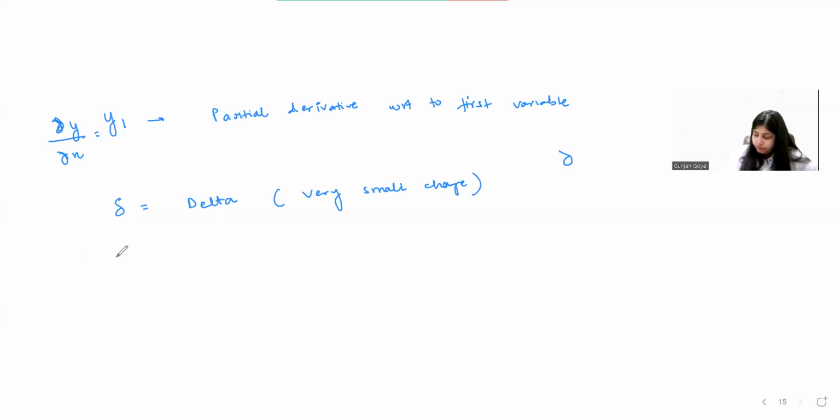Then we have the exclamation mark to show the factorial of a number. The exclamation mark shows the factorial of a number.